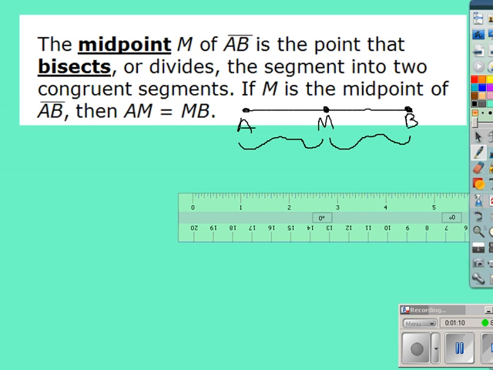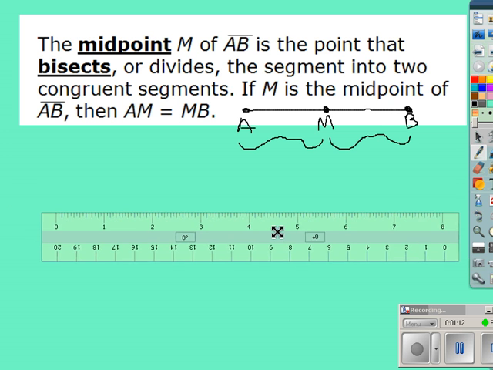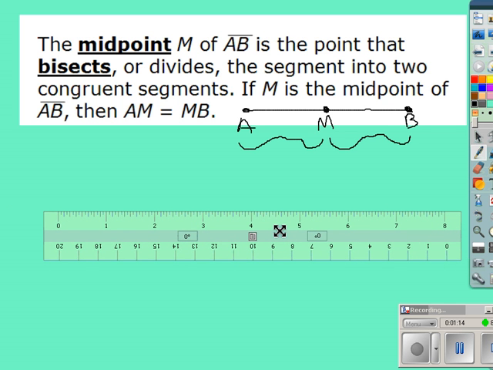One place you might see this is on a ruler. My ruler here is 8 inches long. The midpoint would be right in the middle at 4. This side of the ruler, starting at 0, has a measurement of 4 inches. The side starting at 4 has a measurement of 4 inches. 4 and 4, same measurement.